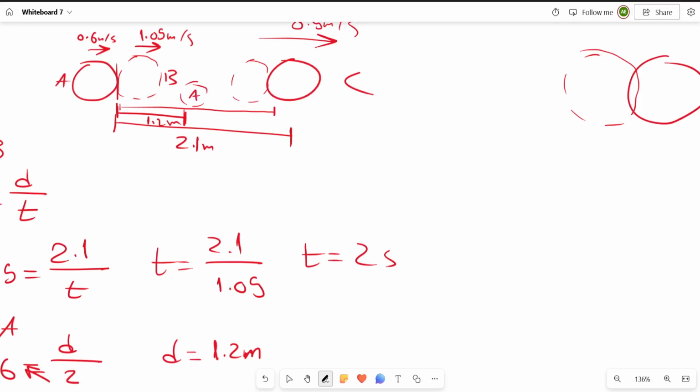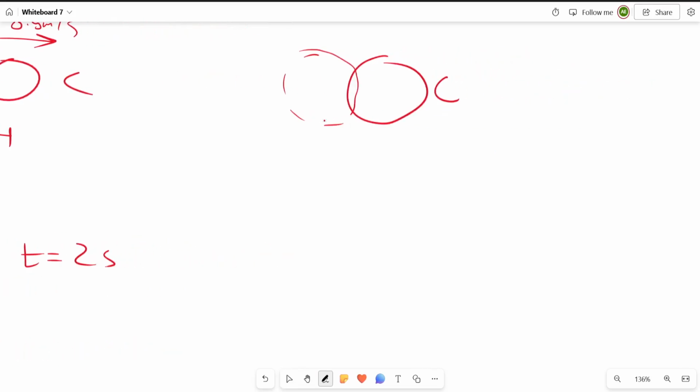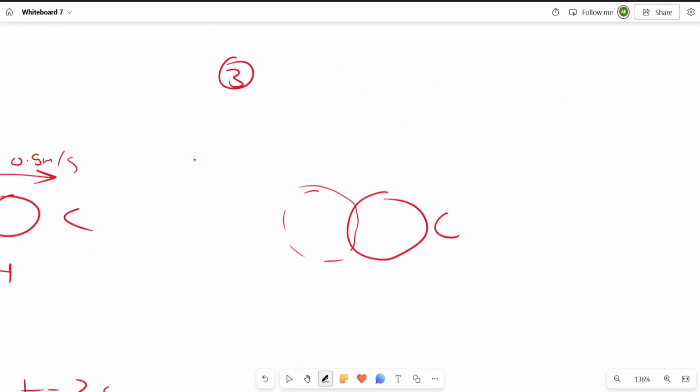So this A is here now. When B is here, A is here. That means that at this exact time when the collision happened, the distance between A and this collision is going to be 2.1 minus 1.2. It's going to be 0.9 meters. So at this instant, which is 3, I have A over here, B over here, and C over here, and the distance between A and B, or A and BC basically, is 0.9 meters.